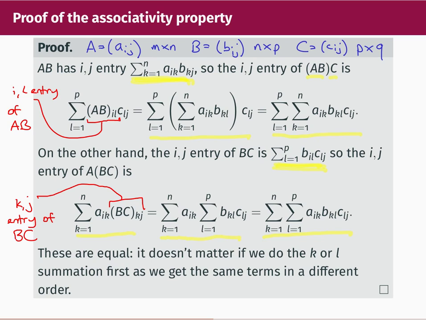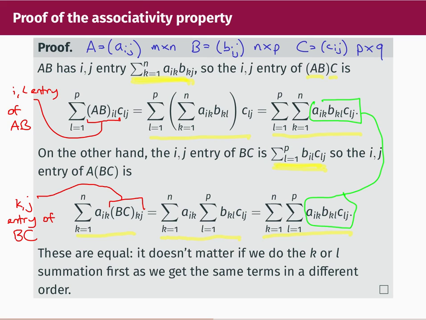So let's notice that we actually have the same thing in both of these sums. So this here and this thing here are identical. They're both AIK, BKL, CLJ. The only difference is that the sums occur in a different order. The first time we got the sum from L equals 1 to P, and then the sum from K equals 1 to N. And the second time we've got the K sum and then the L sum, the opposite way round.